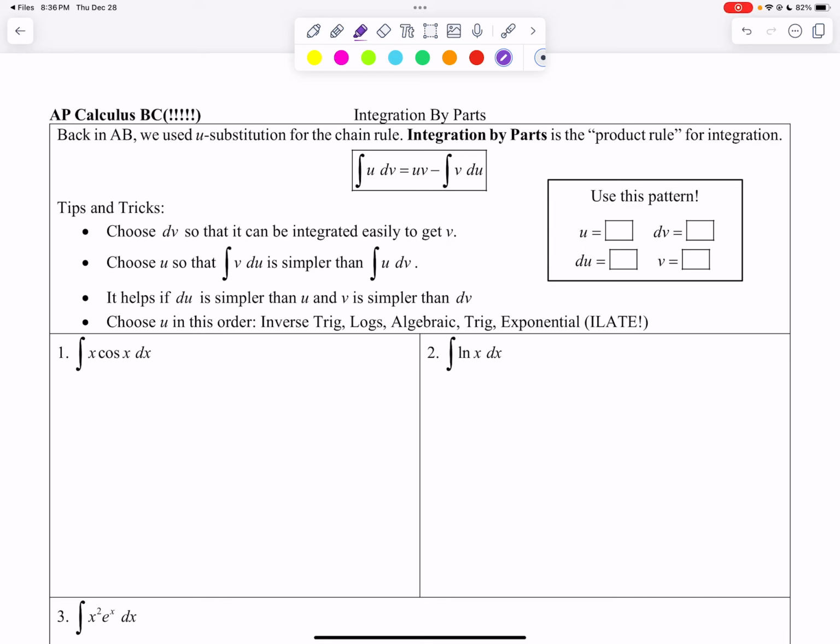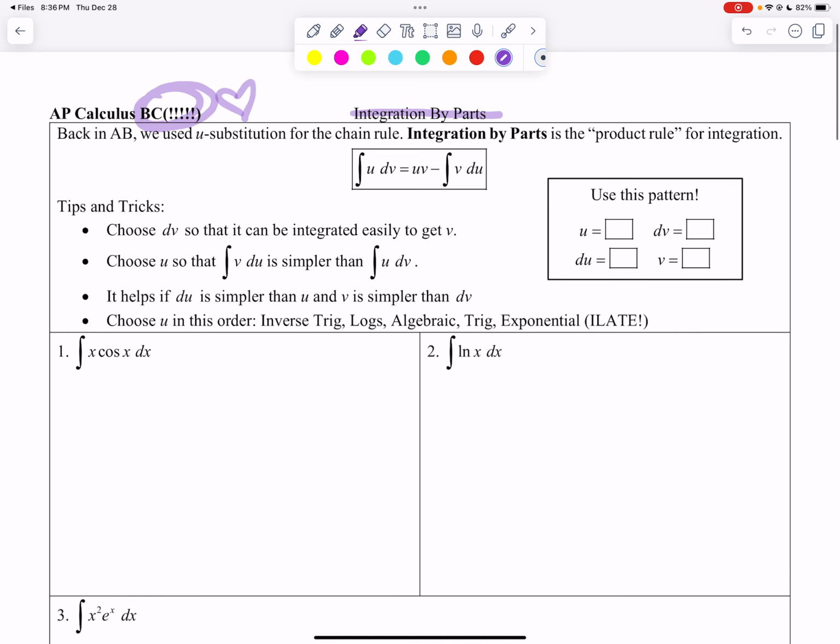Alrighty. So in this video, we're going to be talking about integration by parts, which is our first BC lesson. How fun. Back in AB, we talked a lot about integration techniques, let's say manipulating the integrand or using u-sub, or maybe even doing long division or synthetic division to divide that out to make it easier. Integration by parts is another integration technique that we'll be using, and this is basically the product rule for integration.